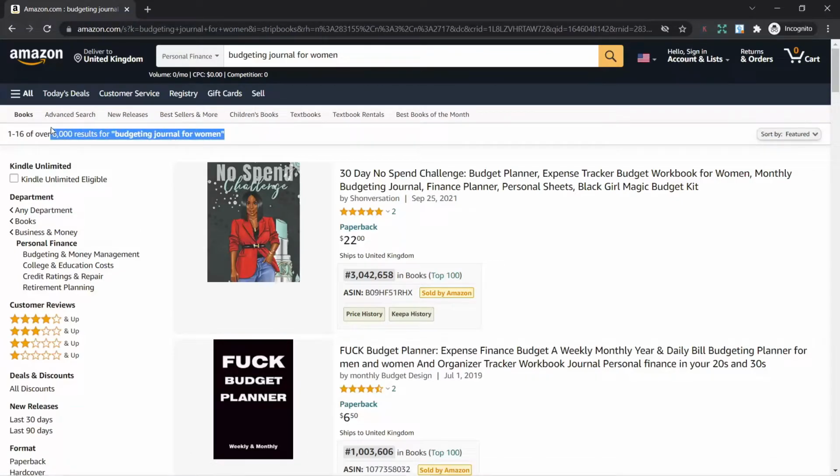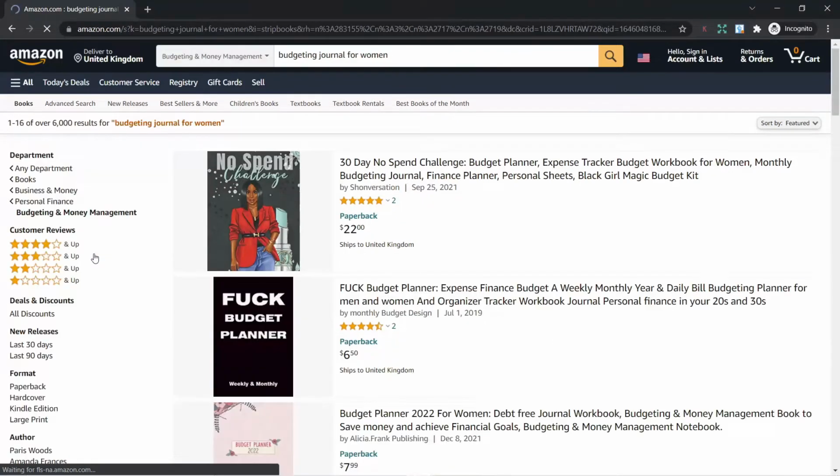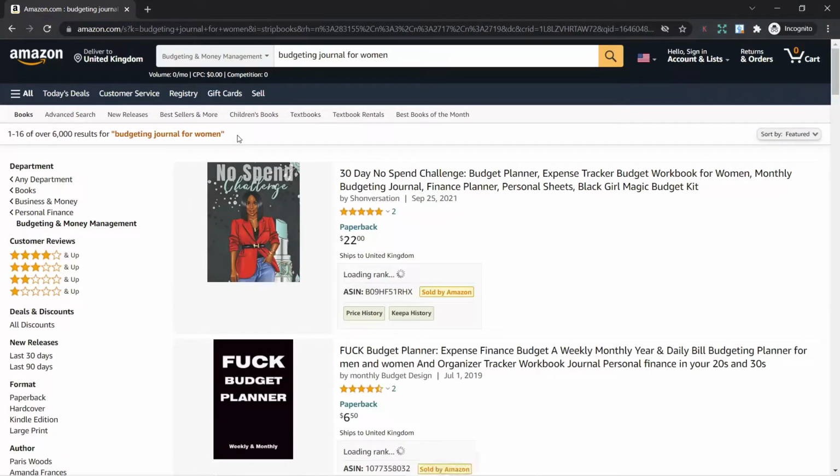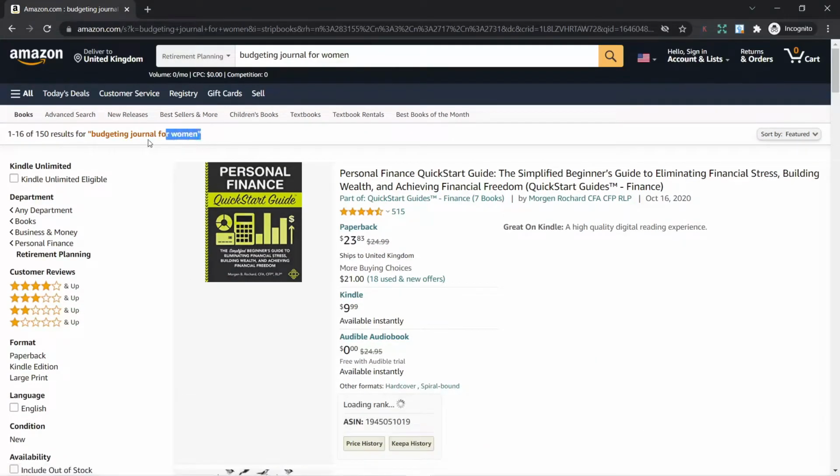Now, let's see the other subcategories under personal finance. Budgeting and money management, over 6,000 results. College and education costs, there are just over 51 results. Credit rating and repair, just over 200 results. Retirement planning, just over 150 results. An insane drop in numbers, right? That's the power of niching down. Now tell me, if you publish your book in such subcategories with less competition and high demand, will your book not do well? I'm sure you'll be able to answer that after all we've done today.